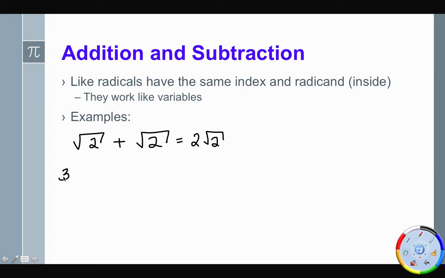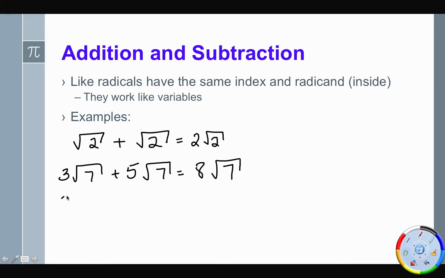Likewise, if we had 3 times the square root of 7 plus 5 times the square root of 7, I have 3 root 7 and I have 5 root 7, and those have the same index and they have the same radicand, and therefore I'm going to add as I would variables. This is 3 of something and 5 of something, so I have 8 of those somethings.